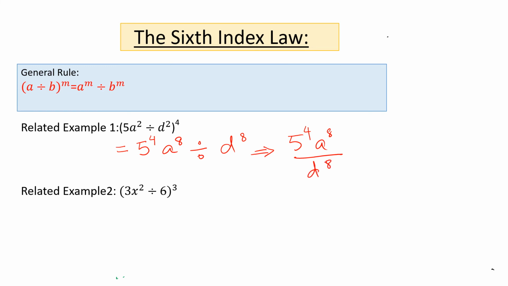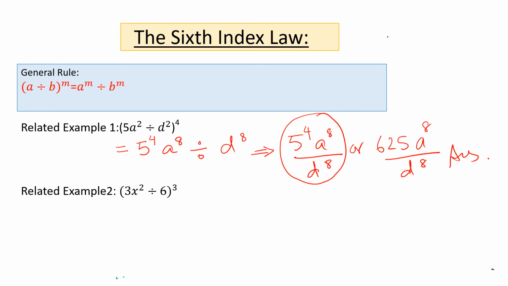8. If we want to simplify 5 raised to the power 4, which is 625, a raised to the power 8 over d raised to the power 8. That's the answer. We can write our answer this way or this way. Both answers are correct.